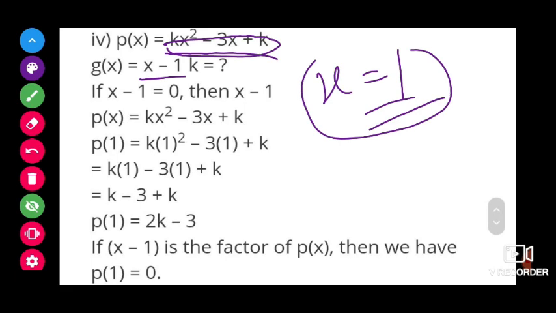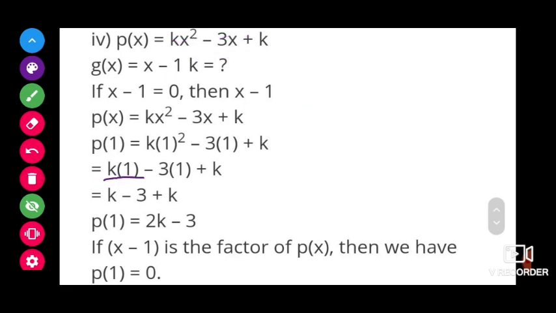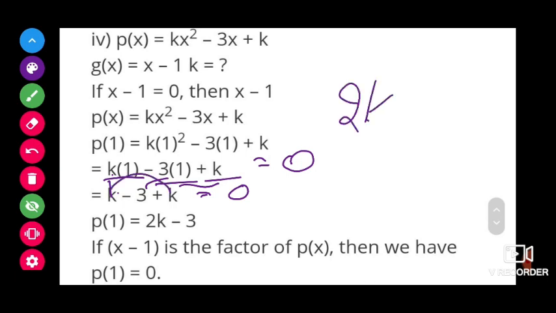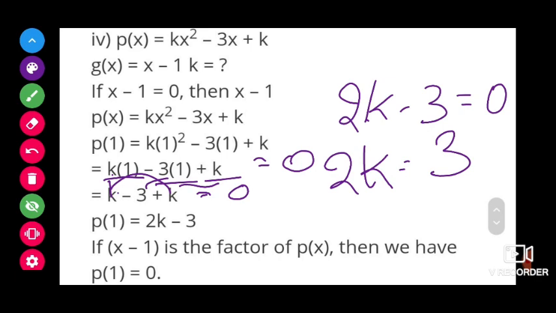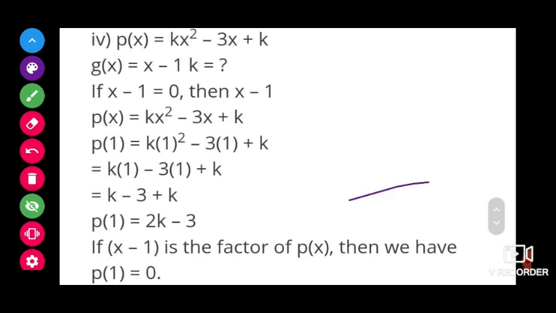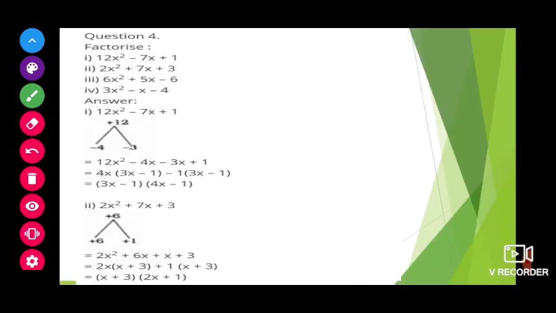So substitute: k into x square, k into 1, x square means 1 square, 1, minus 3 into 1, plus k is equal to 0. Now k minus 3 plus k is equal to 0. Now k plus k, 2k minus 3 is equal to 0. Now 2k is equal to 3. k is equal to 3 by 2. So what is the value of k? k is equal to 3 by 2. That's it.